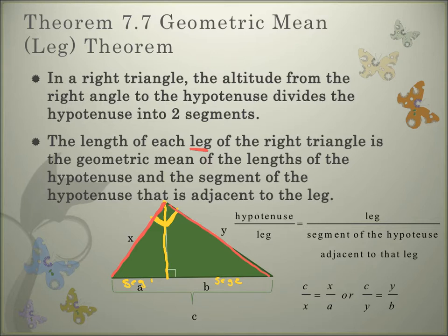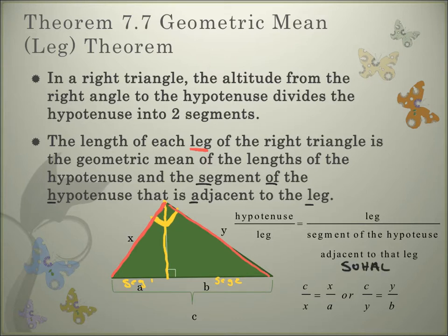Check this out. You're going to hear me say this phrase so often that I have abbreviated it, and you're going to get sick of it. So check it out. It is the segment of the hypotenuse that is adjacent to the leg. So instead of saying all that, I always call it the SOHAL.